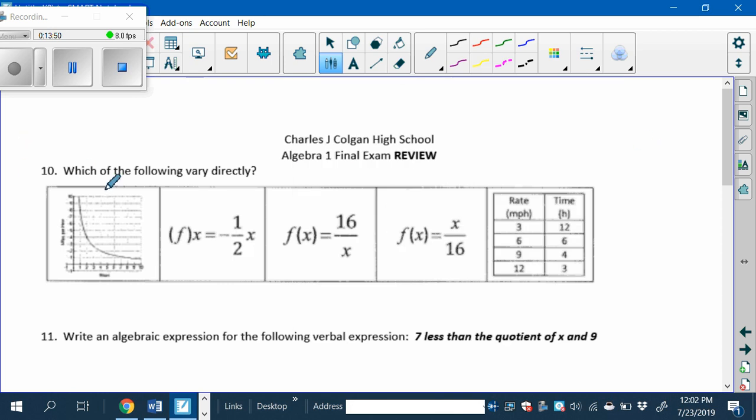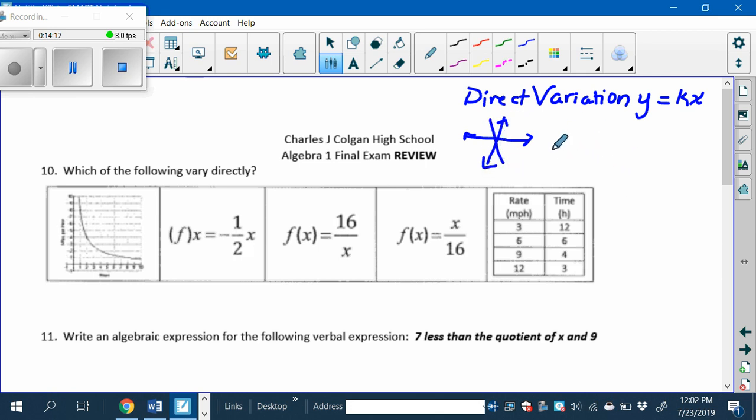So direct variation is in the form y is equal to k times x, where k is really just essentially the slope of the line. It's always a line that directly goes through the origin. So here's your coordinate plane. And as long as it's a line that goes directly through the origin, it looks like that.